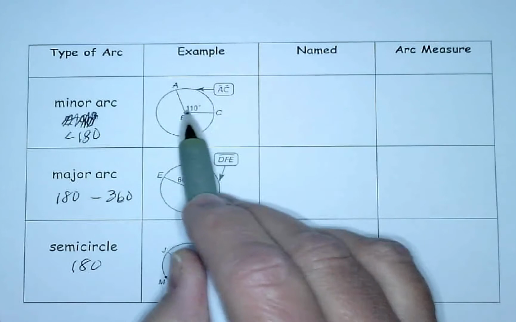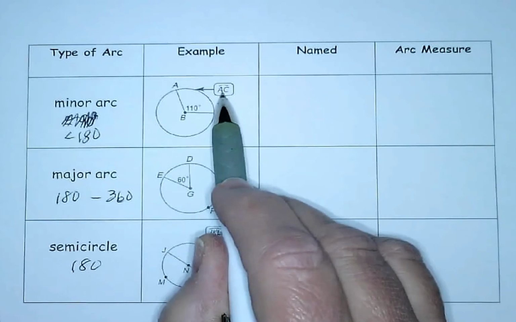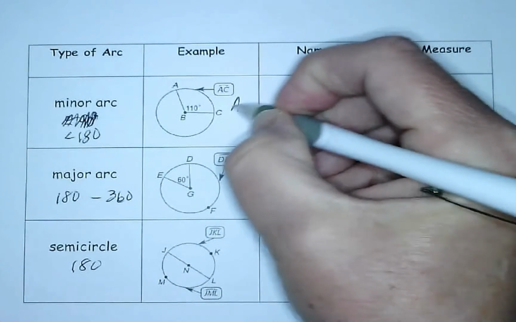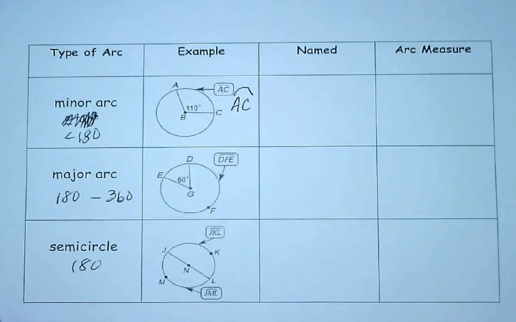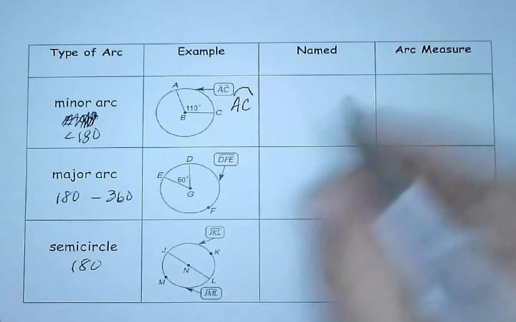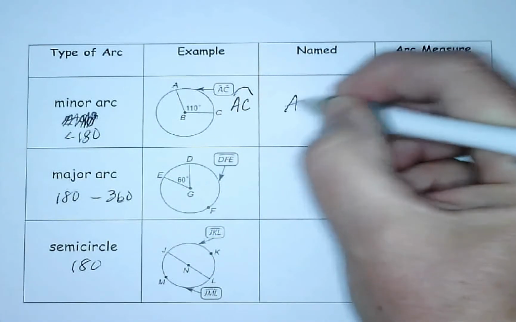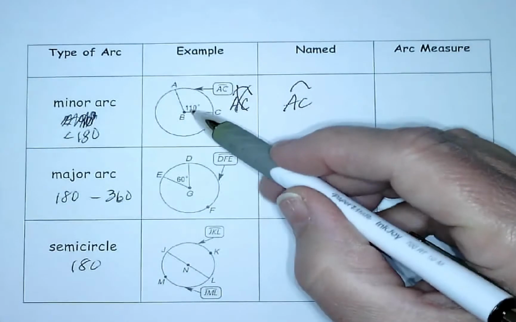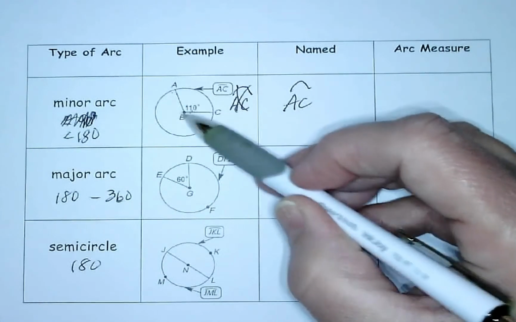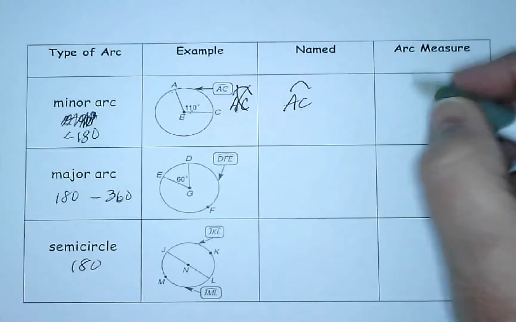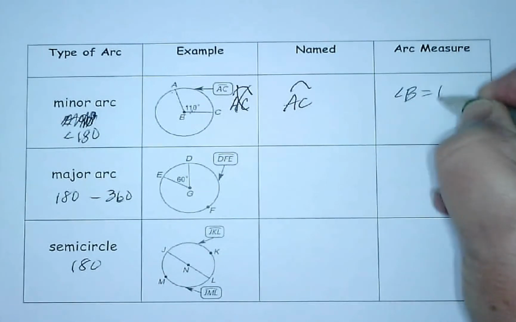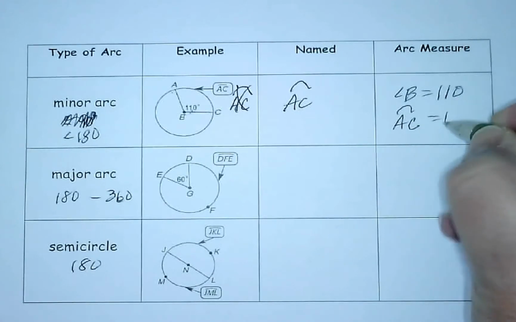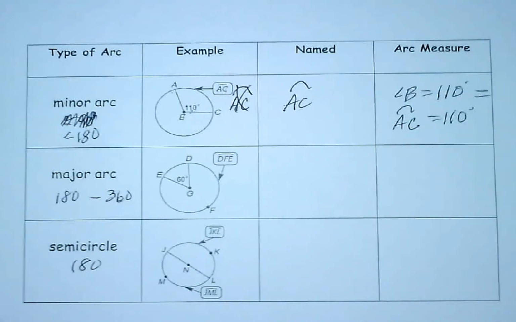When we name a minor arc, we always use two letters. So such as this example here, arc AC. Now it's kind of hard to see there. I'm going to kind of explode this out here. AC, and there's an arc like this. Okay, so arc AC. The measure of the arc is going to be equal to its central angle. This angle right here with its vertex on the center is a central angle. So angle B is going to equal 110. So that means arc AC is going to equal 110. Okay, they equal each other.